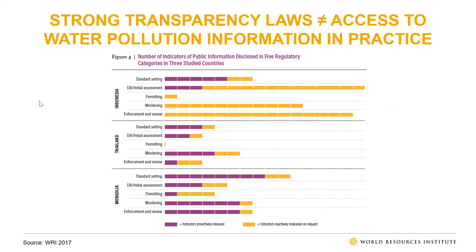So first, it was quite clear from our research that all three of these countries had robust frameworks for releasing environmental information. They all had right to know laws, and they all required the release of environmental information proactively or publicly. But you can see from this analysis that the local facility specific information like EIAs or enforcement monitoring reports was not the public information that was available. That's what is in purple on this chart versus what should be available, which is in yellow and purple.